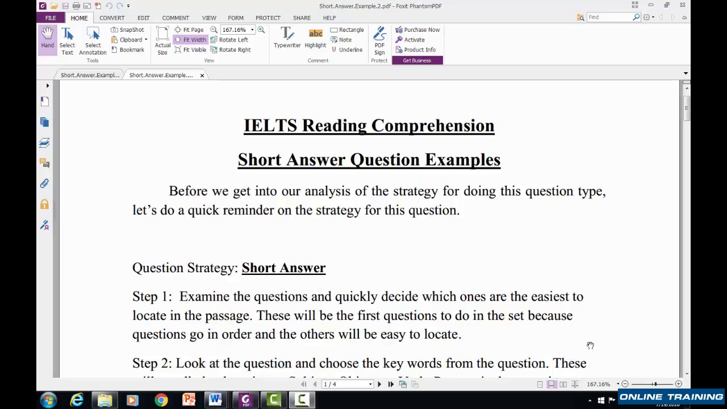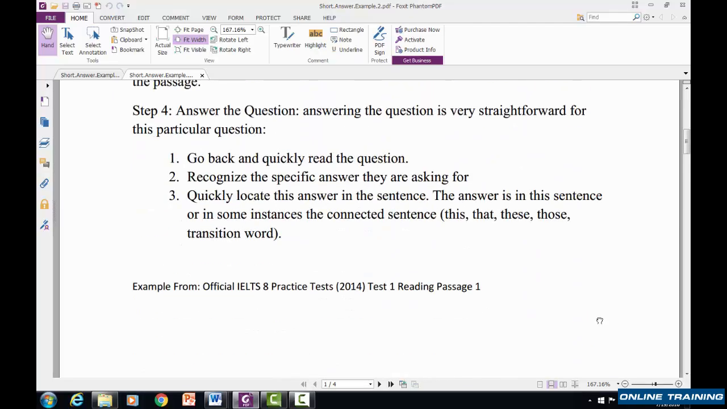Then we know the questions go in order. We have to be able to look at the question, look at the key words in the question, locate that specific sentence that the question is coming from, and then we'll be able to answer the question. Also, we have to be aware that sometimes they will take two sentences from a paragraph and combine them into one sentence for a question. So we have to be aware of that in terms of our strategy and tactics when we are doing this particular type of question.